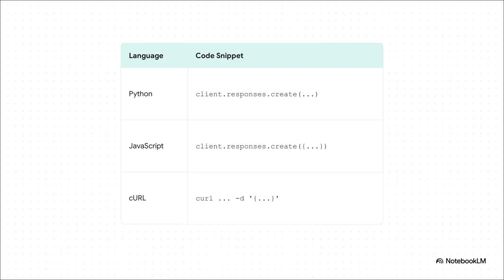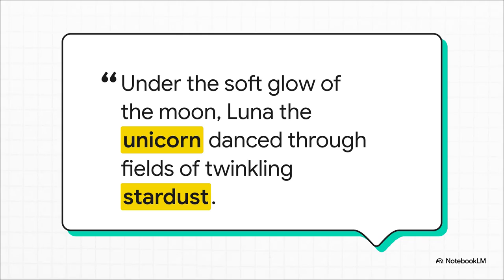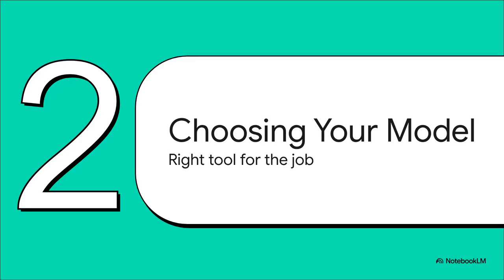And just look at the code. What's so cool is how consistent it is, right? Doesn't matter if you're using Python, JavaScript, or just a curl command. The basic idea is exactly the same. You just have to name a model and give it your input text. And this is what you get back. That simple one-line request comes back with this wonderfully creative and totally coherent sentence. The model did exactly what we asked. How cool is that?